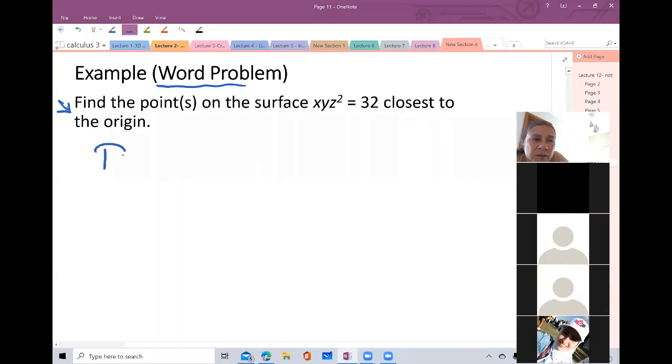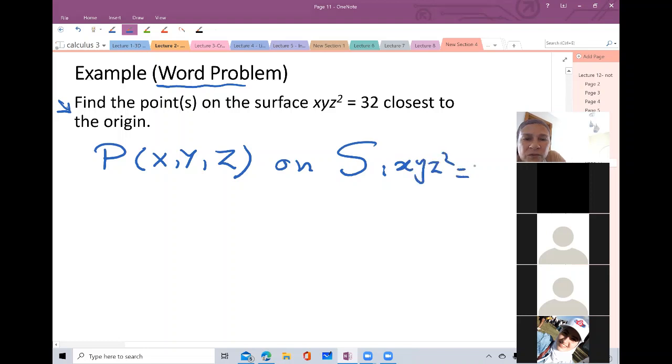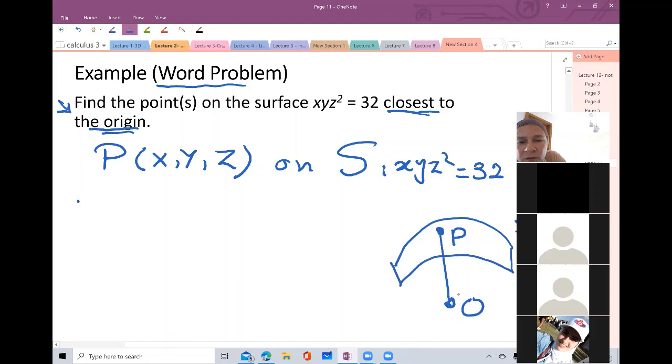So what is the unknown here? First of all, I must be very precise. The unknown here is the points (x, y, z) on the surface, meaning the surface given by xyz squared equals 32. What is the condition on these points? He wants the points to be closest to the origin. Sorry, I said surface, that's not right. I want these points to be close to the origin. How do I translate the word close? Here is the surface, here are the points I'm looking for on the surface, here is my origin. What do I mean by the points closest to the origin? A local minimum, Doctor?